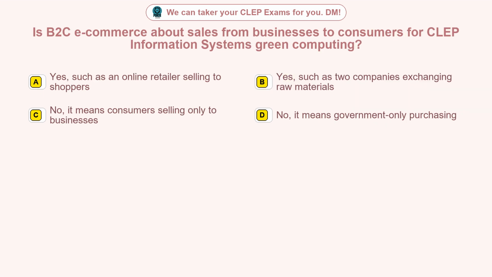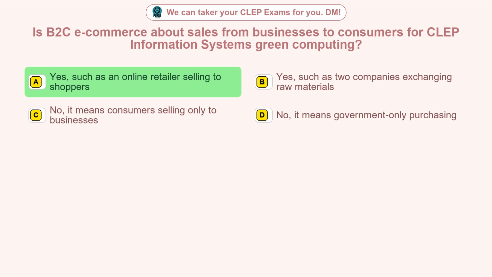Question 12. Is B2C e-commerce about sales from businesses to consumers for CLEP Information Systems green computing? Option A. Yes, such as an online retailer selling to shoppers. Option B. Yes, such as two companies exchanging raw materials. Option C. No, it means consumers selling only to businesses. Option D. No, it means government-only purchasing. The correct answer is option A.